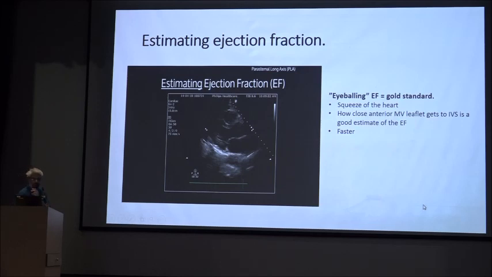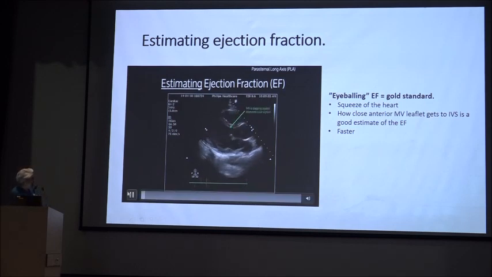So how do we estimate the ejection fraction from this view? The standard method, or the gold standard method, that they recommend is eyeballing, in which we see the squeeze of the heart, that is the squeeze of the left ventricle here, and how well the anterior mitral valve leaflet is flapping against the interventricular septum. This is the RV, this is the LV, and this is the interventricular septum. So we have to see how well the anterior mitral valve leaflet is flapping against the interventricular septum and the squeeze of the left ventricle.